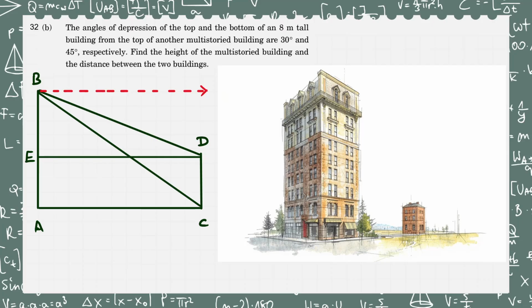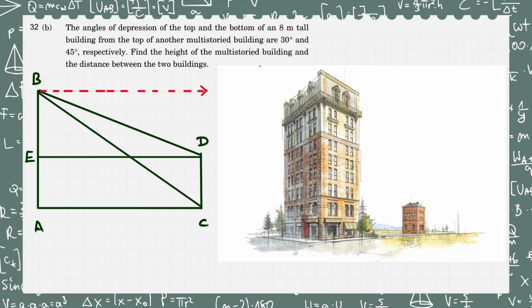The other option of the same sum. It is given that the angles of depression of the top and bottom of an 8-meter tall building from the top of another multi-storied building are 30 degree and 45 degree respectively. Find the height of the multi-storied building and the distance between the two buildings. So we have a picture here to illustrate the idea.